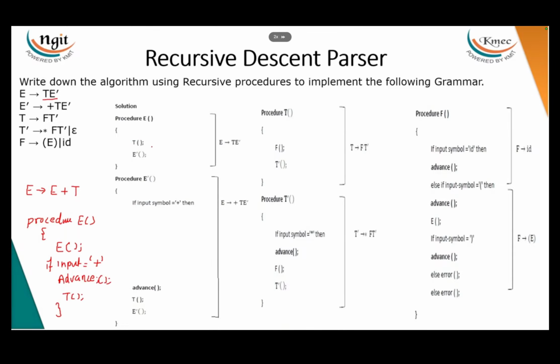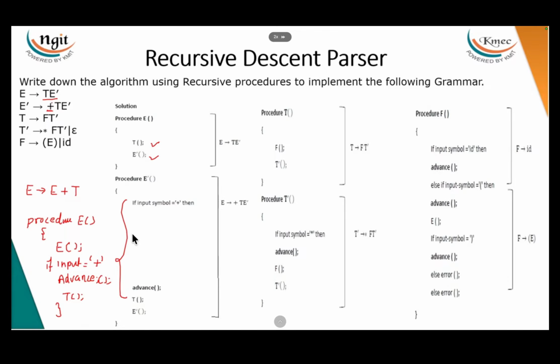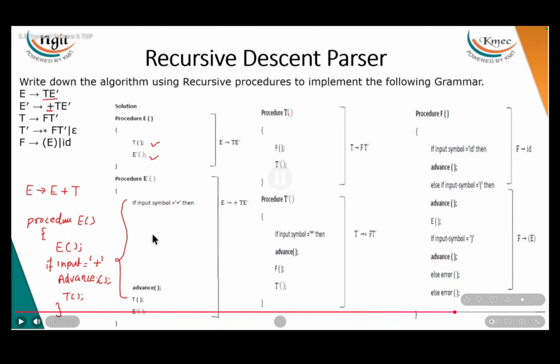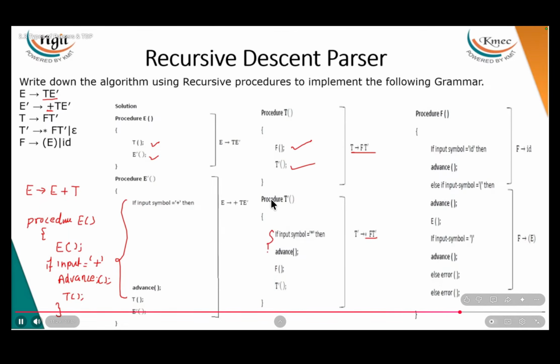T E dash, two non-terminals, call the procedures. E dash, terminal plus, check it and call the advance. For the non-terminal, call the procedure. T, F T dash, non-terminal, call the procedure. Star F T dash, terminal, check it and advance, non-terminal, non-terminal. So very simple thing. If it is terminal, check it; if it is non-terminal, call the procedure.